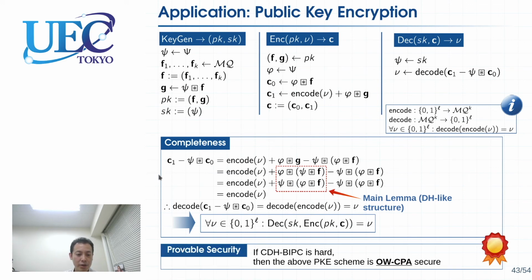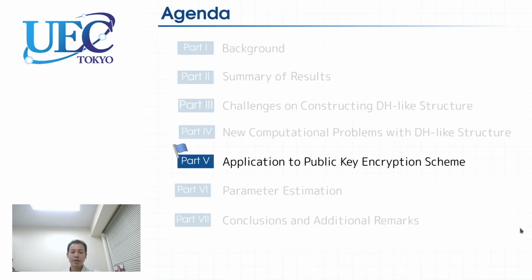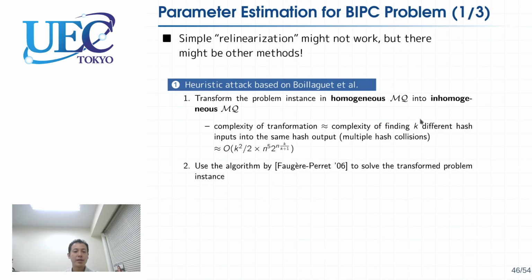We also prove that if the CDS BIPC is hard, then our PQ scheme is actually one-way CPA secure. So let's go to the parameter estimations. The simple realizations might not work because we have set the number k so that it will be exponential time, but there might be other methods.